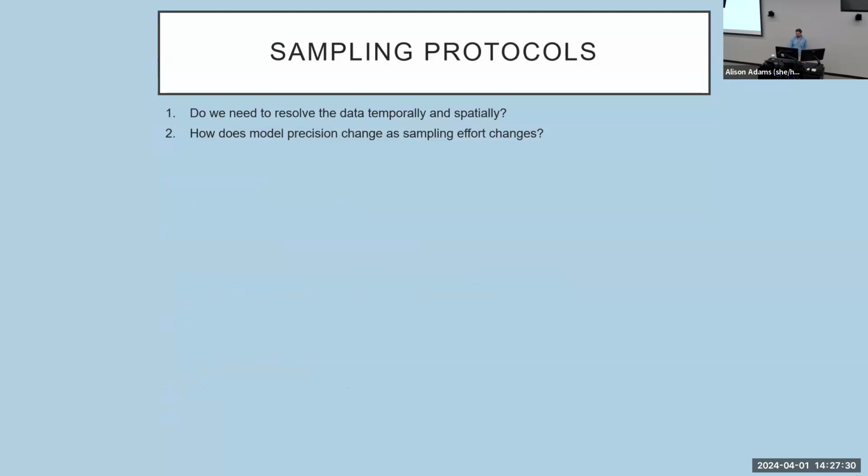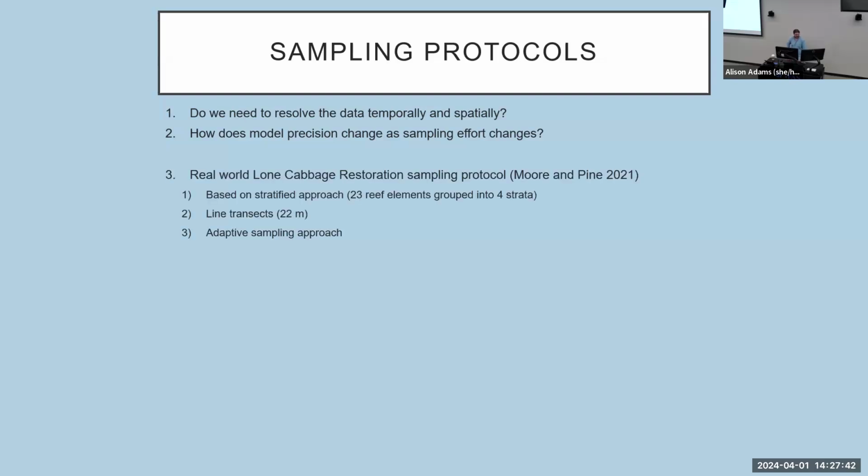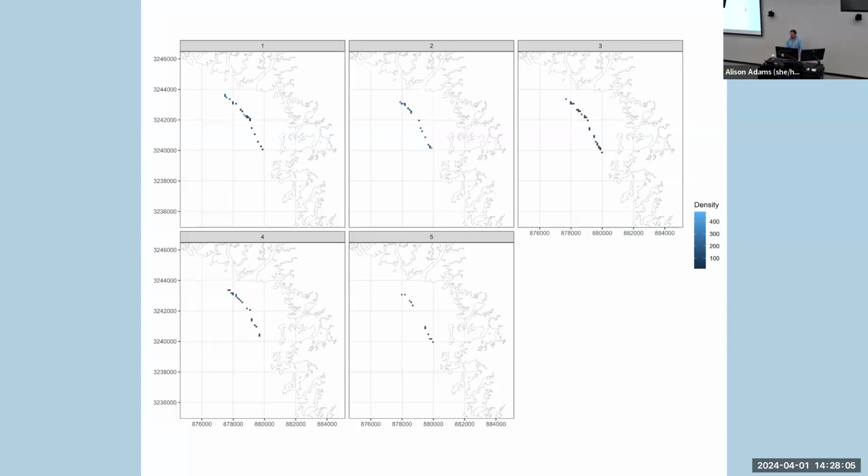As we reduce the sampling effort, is there some level at which our error just spikes, or is it just kind of consistent sampling error, sampling bias? And so the first sampling protocol I used was the real-world Lone Cabbage Reef restoration sampling protocol, described in Moore and Pine 2021, but essentially it is based on a stratified approach with 23 reef elements grouped into 4 strata. These strata were based off of harvest, no harvest, and then restoration, no restoration, sampled using line transects, and followed an adaptive sampling approach. And those are the data I showed you earlier.